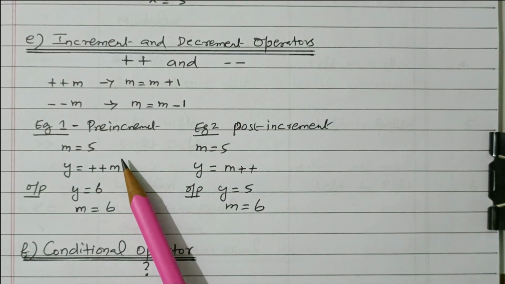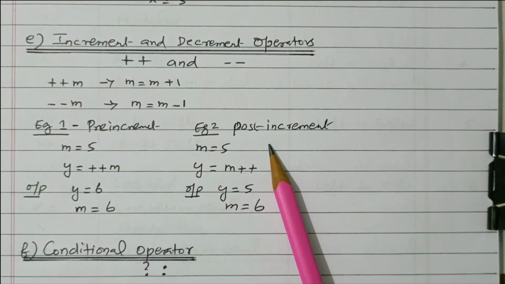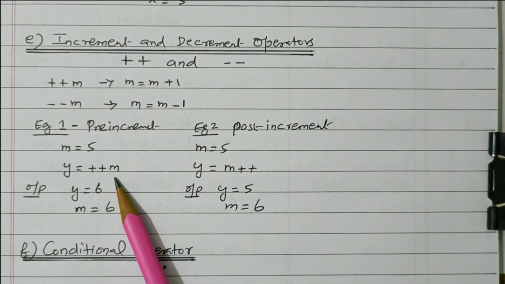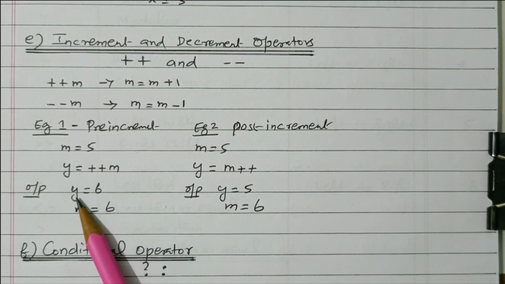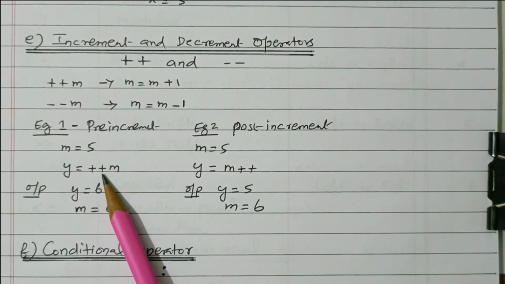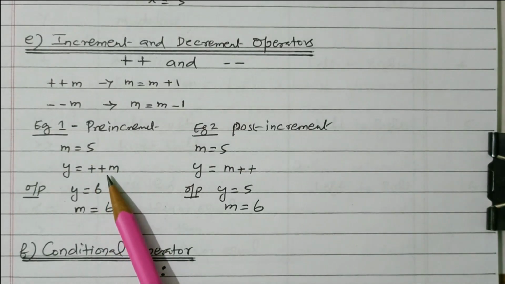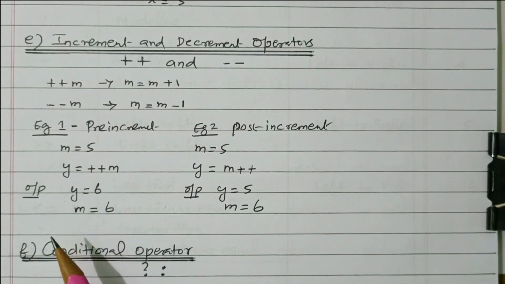In that there are two types available. Pre-increment and post-increment. Let us take m equal to 5. y equal to plus plus m. What is the meaning? y equal to 6. We will get 6 because first plus plus m, first increment will be done. Pre-increment. m equal to 5, plus plus m means it will become 6. Then 6 is stored in the variable y. So m also becomes 6, y also 6. Right?